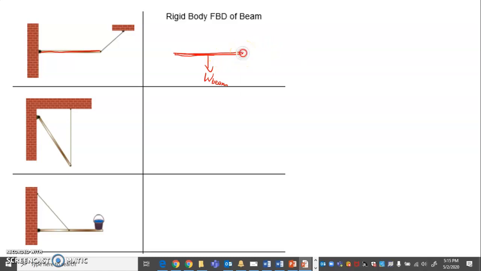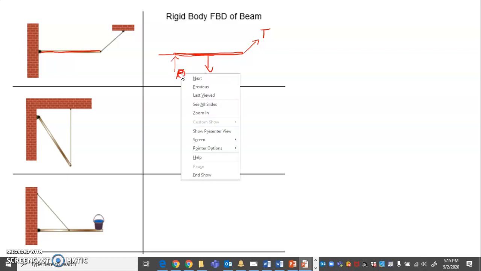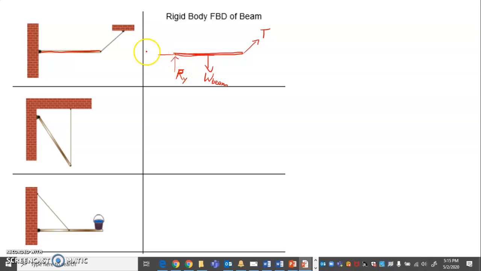There is a force here at the end though. There's a tension, capital T. And then over here we have these forces that act horizontally and vertically. And so I think it's safe to say that there's going to be a force here, which I'm actually going to call, as I normally call these, R sub Y. And then this one's going to be R sub X.